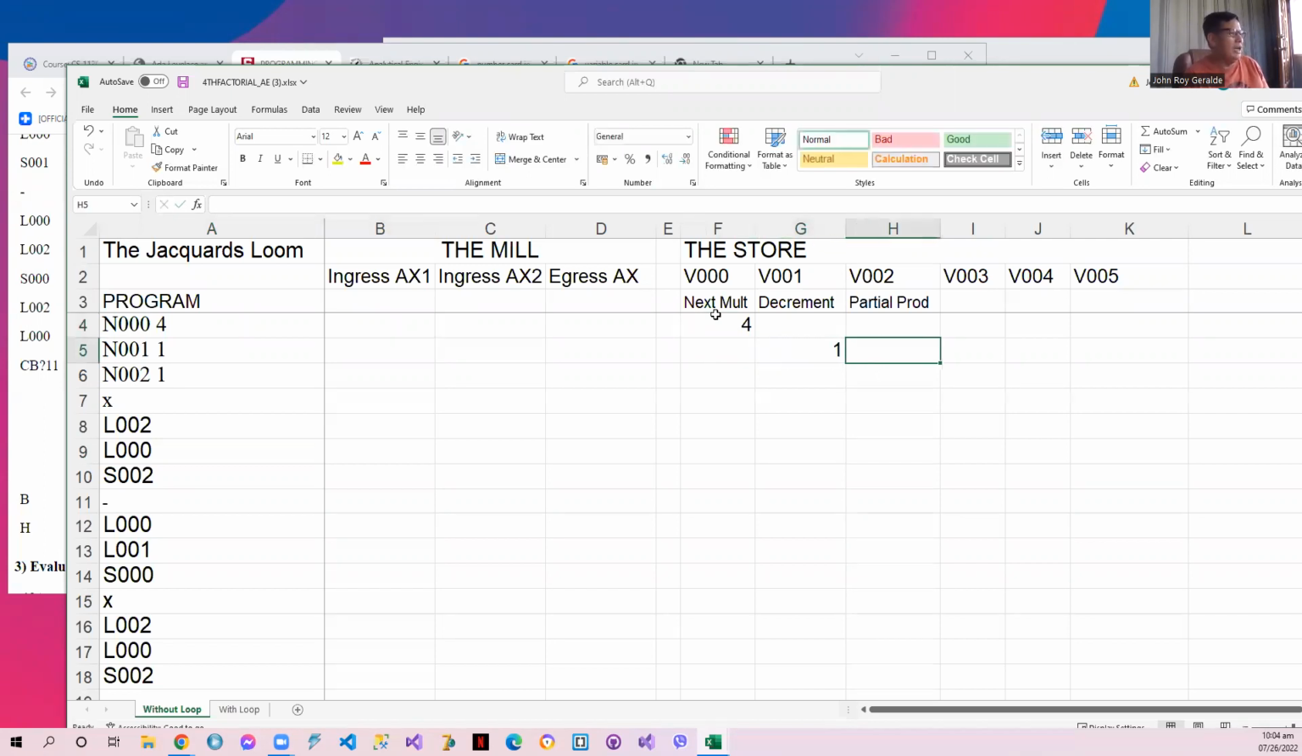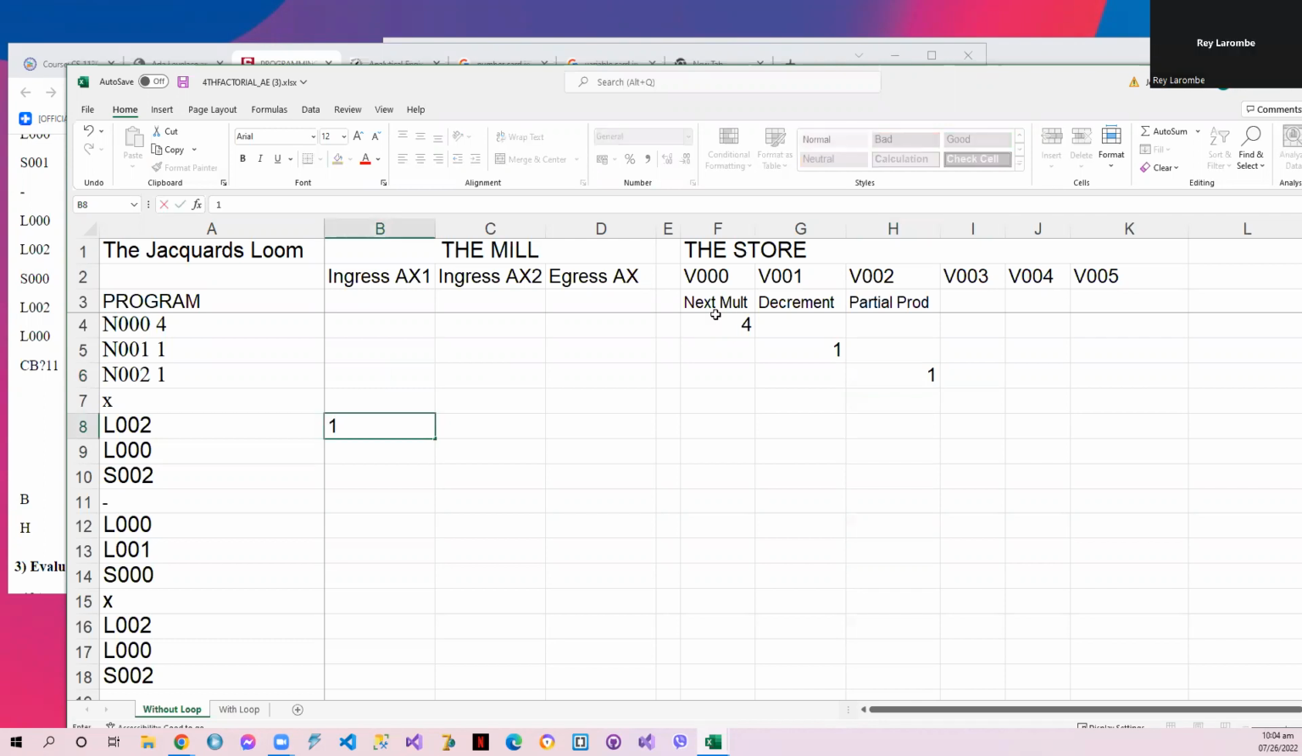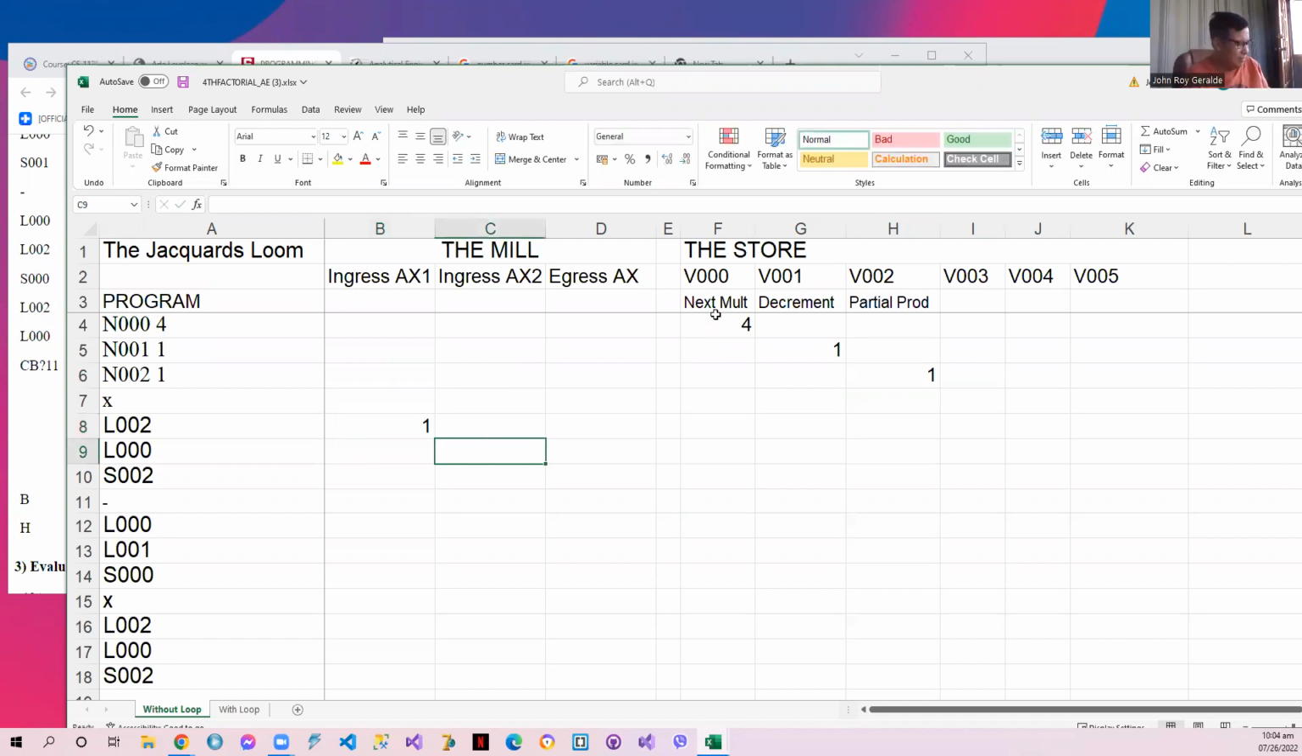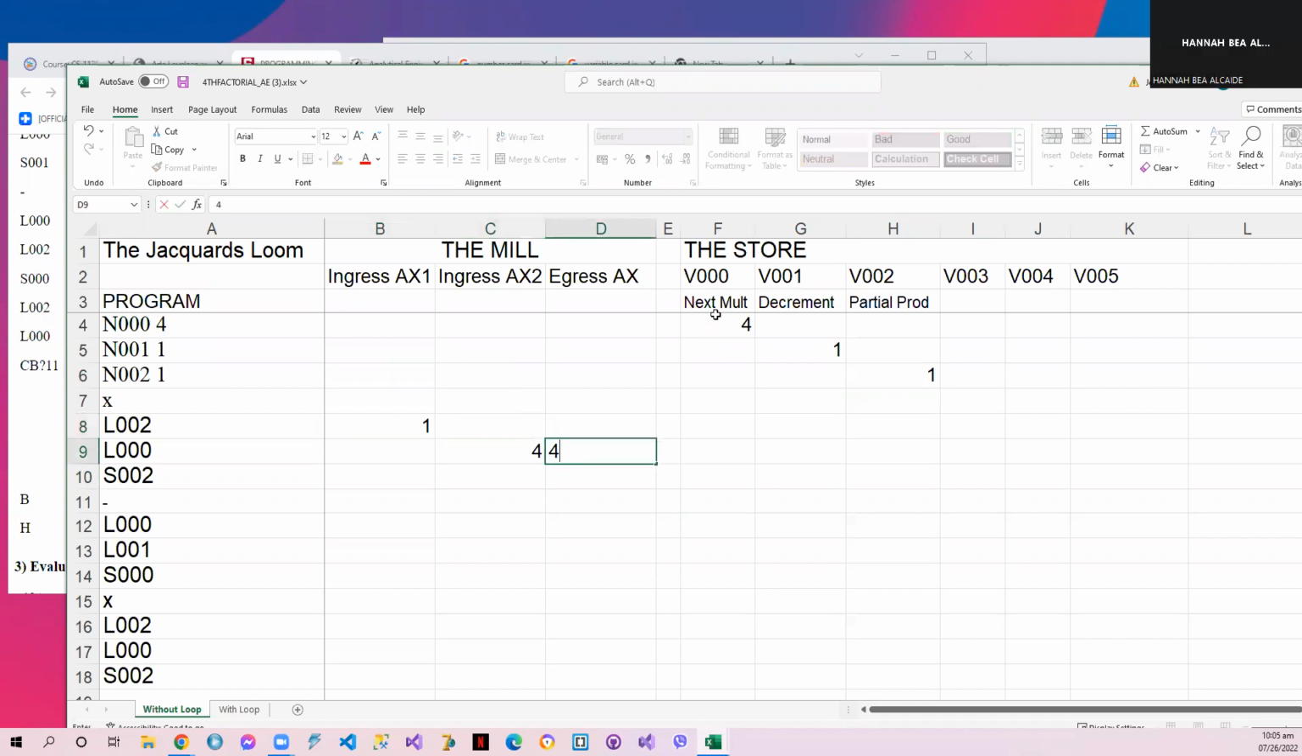N0011, this becomes 1. N0021, this becomes 1. Okay? So variables reach up to 999. So the next card is an operation card, times. L002, what's the value of the ingress access? 1. L000, what's the value of this? 4. And then what will be the value of this? 4.